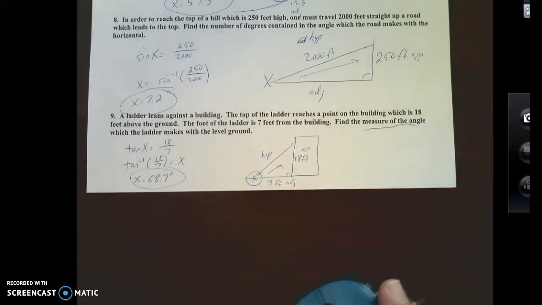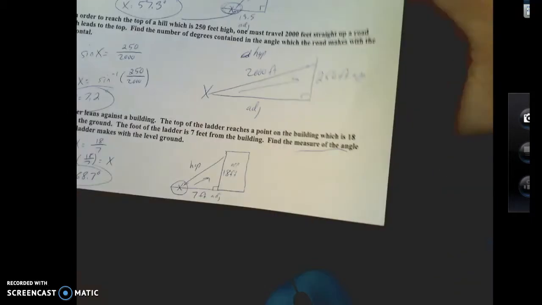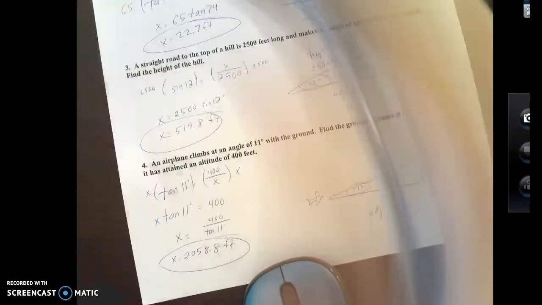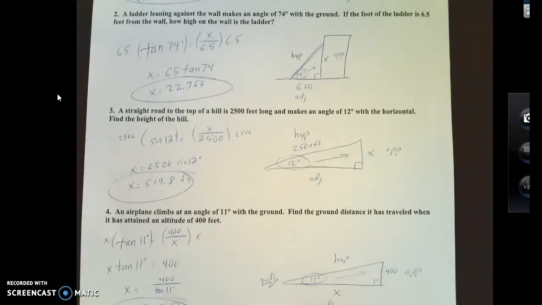Ladies and gentlemen, this is a lot of really good word problems here. I know we went through them relatively quick, but please keep asking questions. Please just keep following the pattern. Pick your angle, label your opposite, adjacent, hypotenuse, and you'll be in very good shape. Okay? As always, keep up the good work and good luck. We're all counting on you.